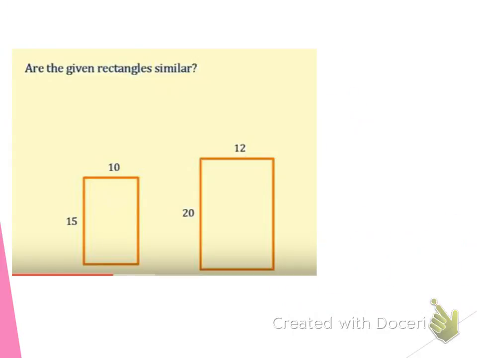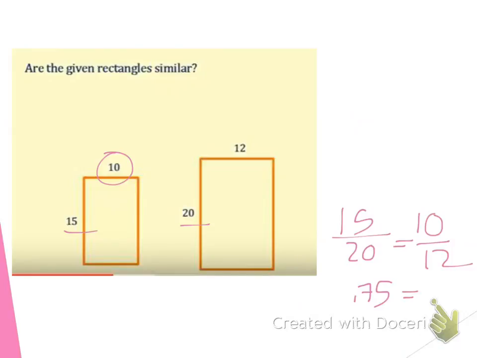Okay, are these rectangles similar? So first off, do they have the same number of sides? They both have 4. It looks like all of them have right angles, so their corresponding sides are congruent. So let's check our proportion. If I start with 15, 15 matches with 20 on my other one. Then 10 matches with 12. 15 divided by 20 gets me 0.75. 10 divided by 12 gets me 0.83. So no, they are not similar.